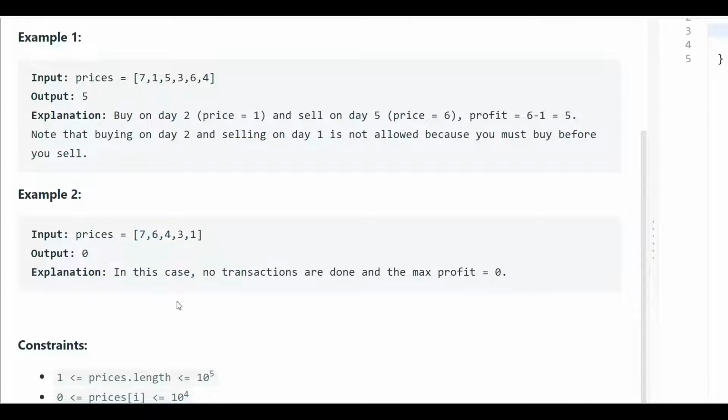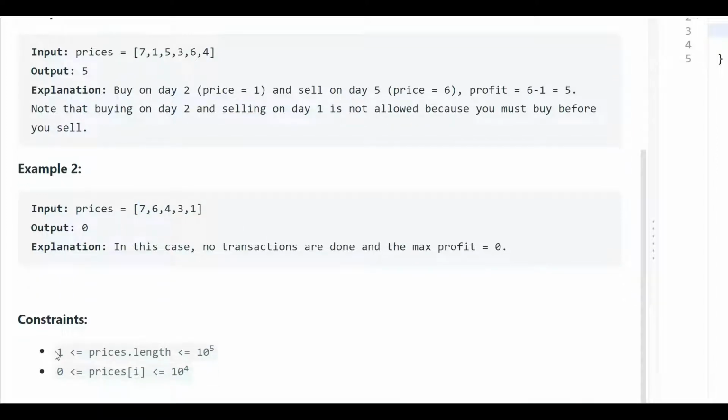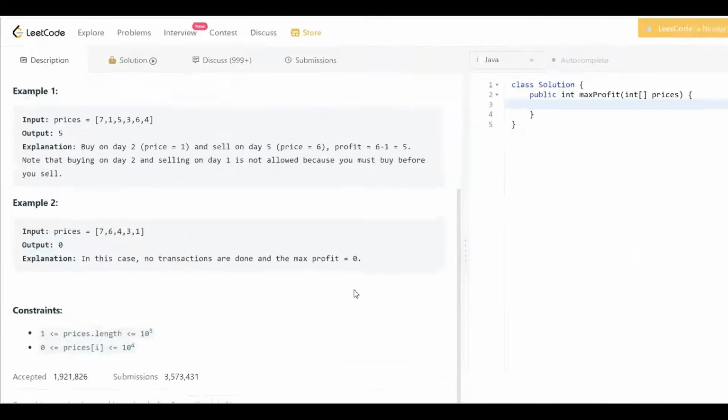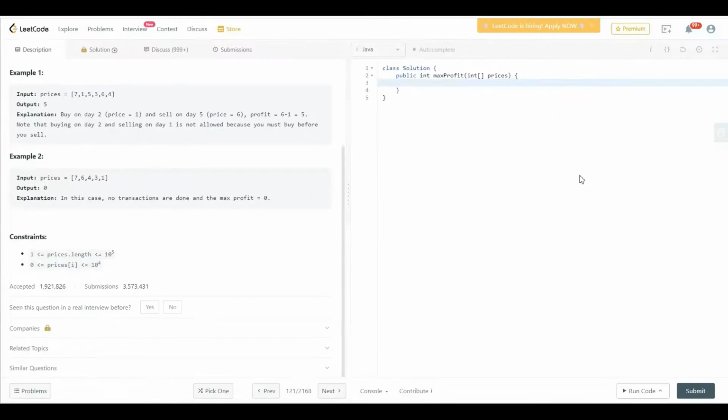Okay, so there are two constraints given: the length of prices would always be between 1 and 10 to the power 5, and the prices would be between 0 and 10 to the power 4, so we don't have to take care of negative prices. So let us jump into our explanation board and see what we can do from this.